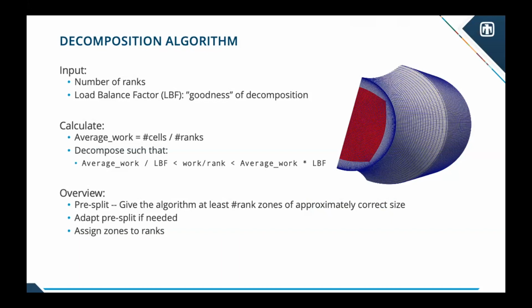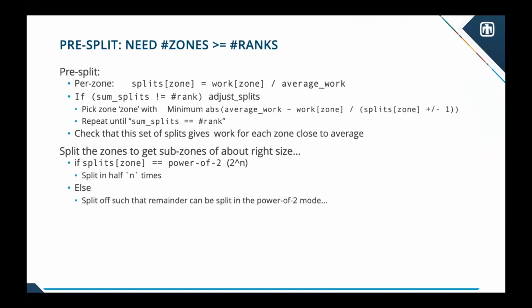The way the algorithm works is we first pre-split. So if you're running on 1,000 ranks, you want at least 1,000 of these little bitty zones that you can throw to places. So we'll pre-decompose or pre-split the model into at least that number of zones or child zones, and then we'll assign them to ranks. And if the load isn't quite balanced, then we'll start modifying those. We'll split them more. In the pre-split, you say, this zone has about this much work, we divide it by the average work we're aiming for, and that tells me about how many times to split things.